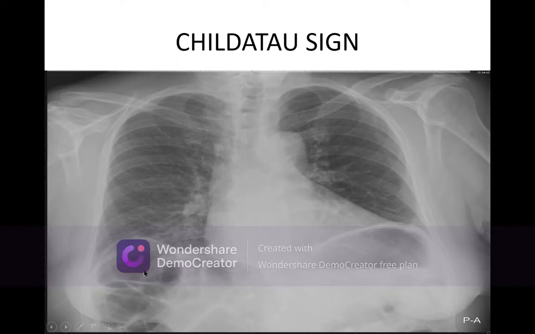Now, Chilaiditi sign means that, if you remember the Morrison pouch, hepatorenal pouch, some intestines actually herniate through it and can raise the dome of the diaphragm here, and there are air shadows under the dome of the diaphragm, the mixed shadows. So this is called the Chilaiditi sign. You can remember it, okay, fine.